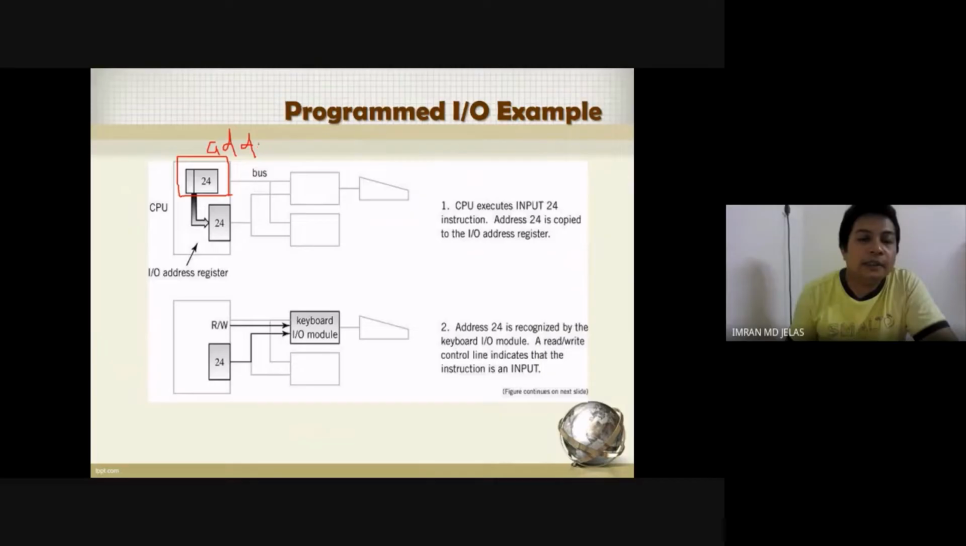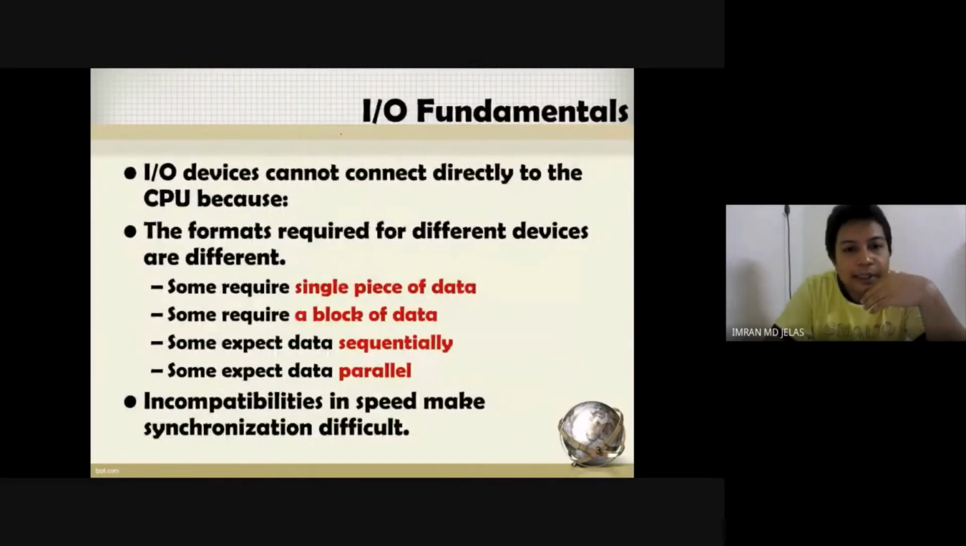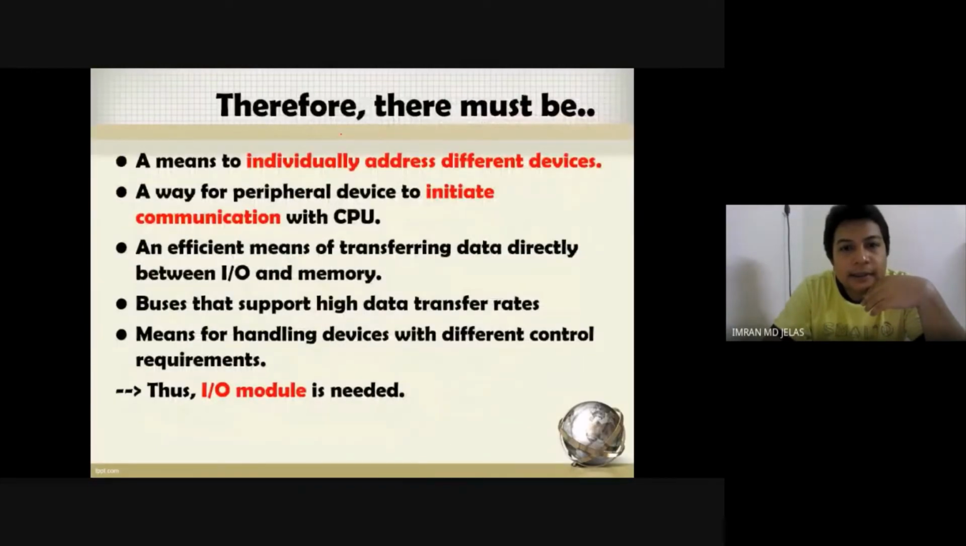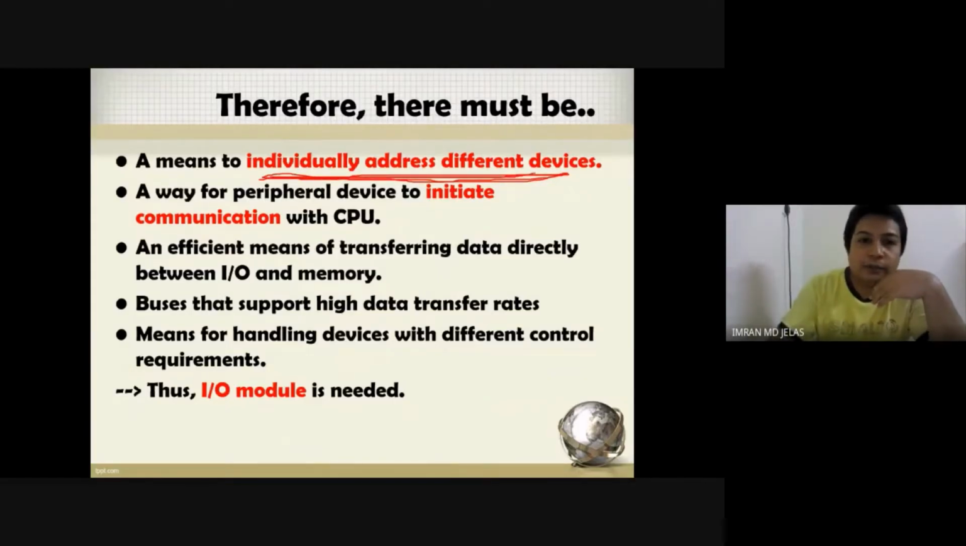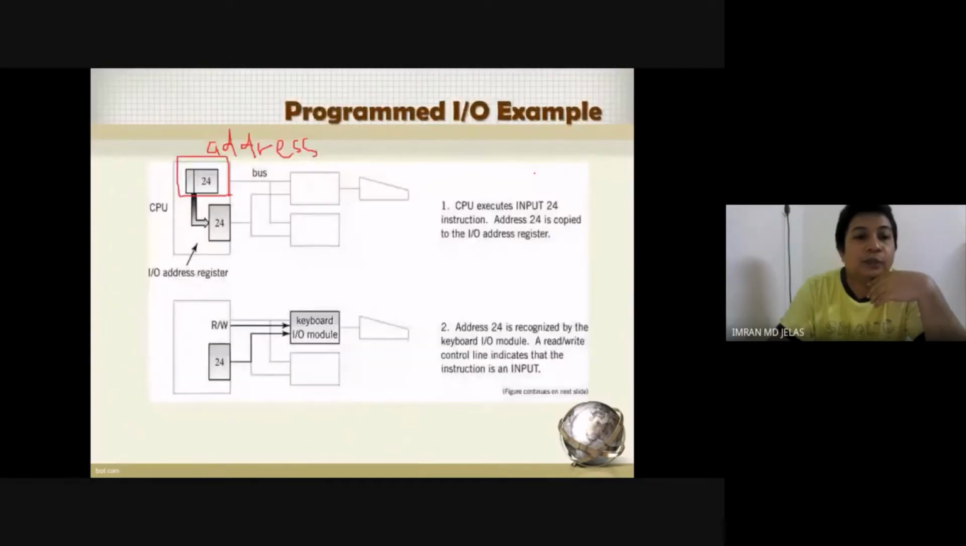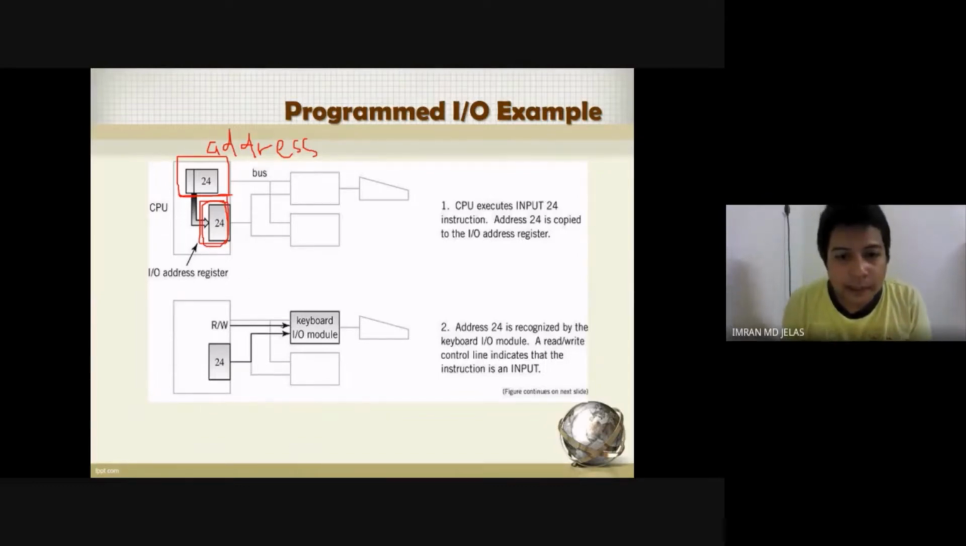Remember, if you want to communicate with the I/O devices, you individually address each device. So each device has its own address. For this example, the address for the keyboard is 24. So the CPU will execute the input 24 instruction. The address 24 is copied into the IO address register, and address 24 is recognized by the keyboard IO module.